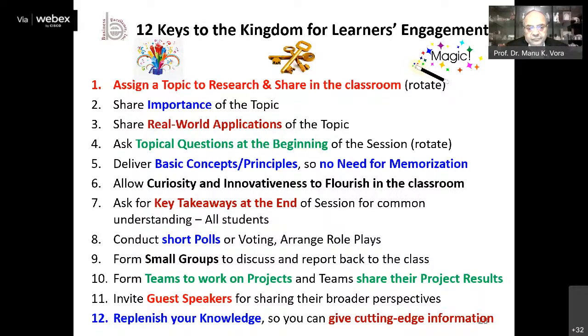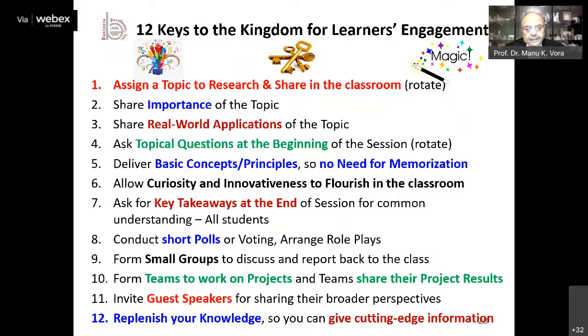And as a faculty, we should be encouraging curiosity and innovativeness to flourish in the classroom. And when the session is over, at the end, ask for key takeaways from all students. So one or two key takeaways on the topic or the session which just ended. That is what I'll be looking for from all of you who are attending my session today on the last day, session one.